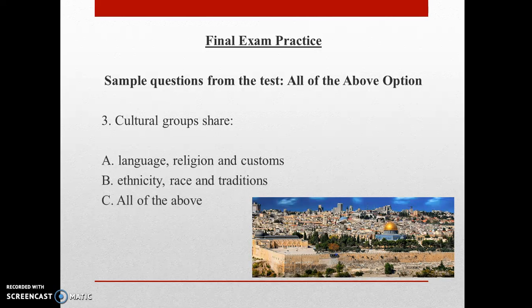So this is an example of such a question. Cultural groups share A, language, religion, and customs, B, ethnicity, race, and traditions, or C, all of the above. So what do cultural groups share? And again, you can use this as part of your study guide.